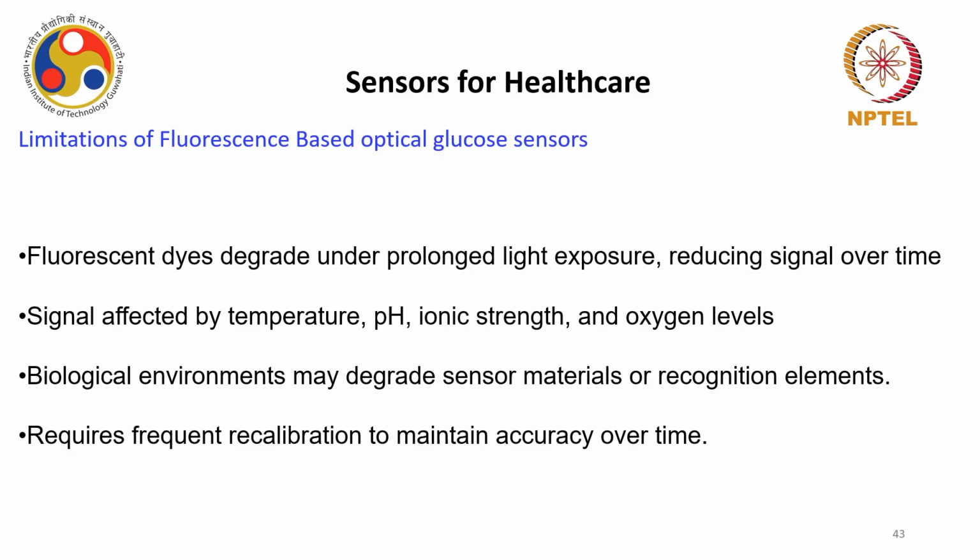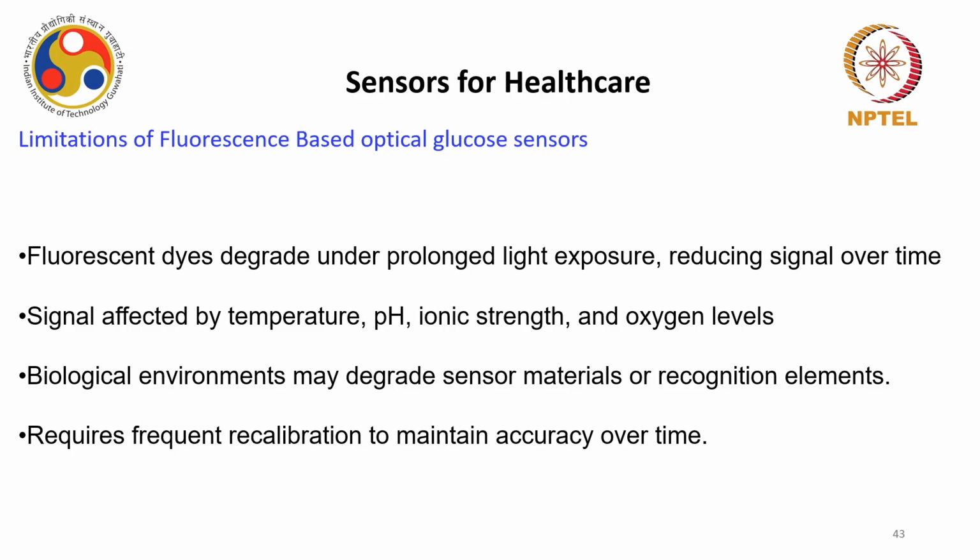Fluorescent dyes degrade under prolonged light exposure, and this is the biggest limitation of fluorescence based devices, or any other technique where you use this kind of dyes. Mostly these fluorophores are in the form of dyes, and they degrade when you expose them to light. There are other disadvantages also, like the signals can be affected by change in temperature, change in the pH value, change in the ionic strength, or even change in the oxygen levels.